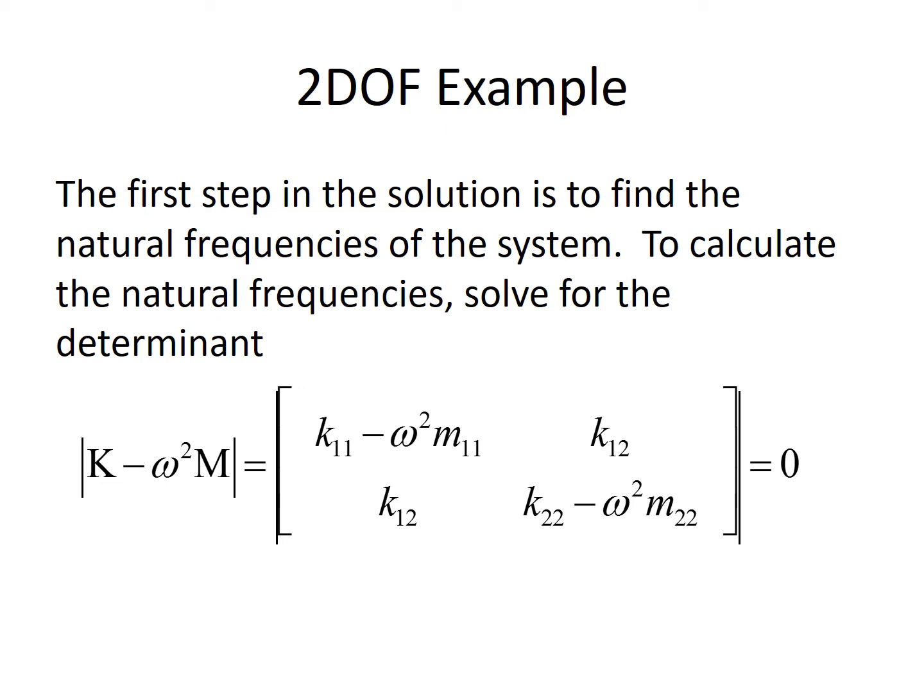Finding the expression for the natural frequencies of the system requires solving for the determinant of the matrix K minus omega squared M. Using the matrices defined in the previous chart, we can write the 2 by 2 matrix K minus omega squared M. The non-invertibility of this matrix is equivalent to stating that the determinant of the matrix is equal to 0.